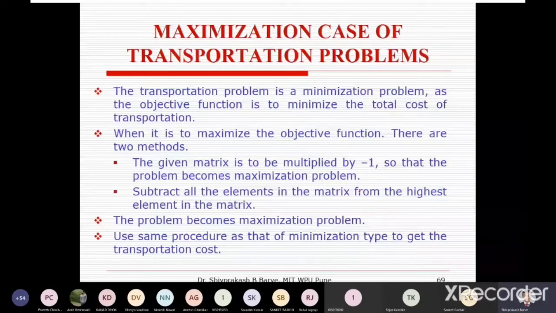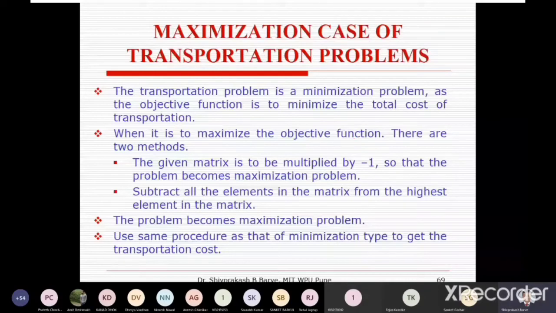Now we see the third special case of transportation problem, that is of maximization type. We know that transportation problem is a minimization problem because we want to reduce the transportation cost as an objective function, to minimize the total cost of transportation. When it is to maximize the objective function, there are two methods to solve such problems.